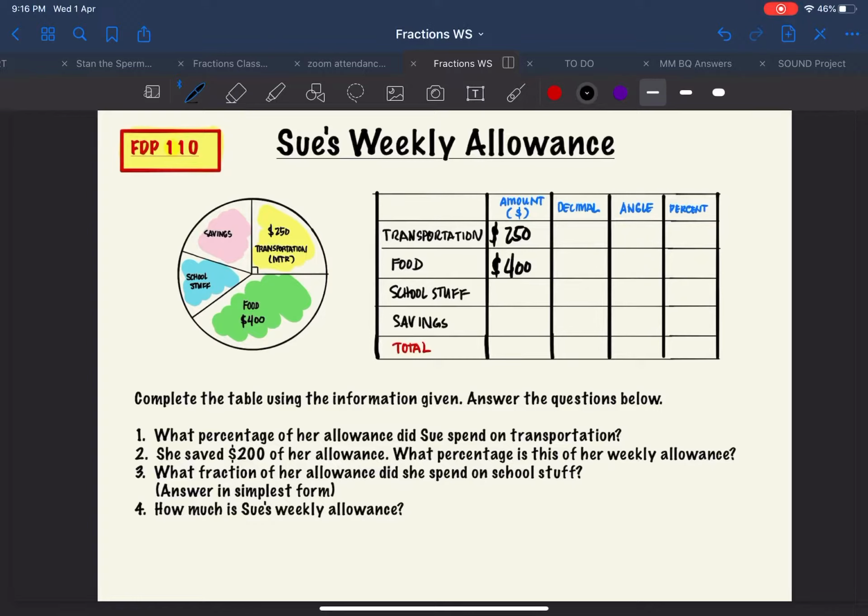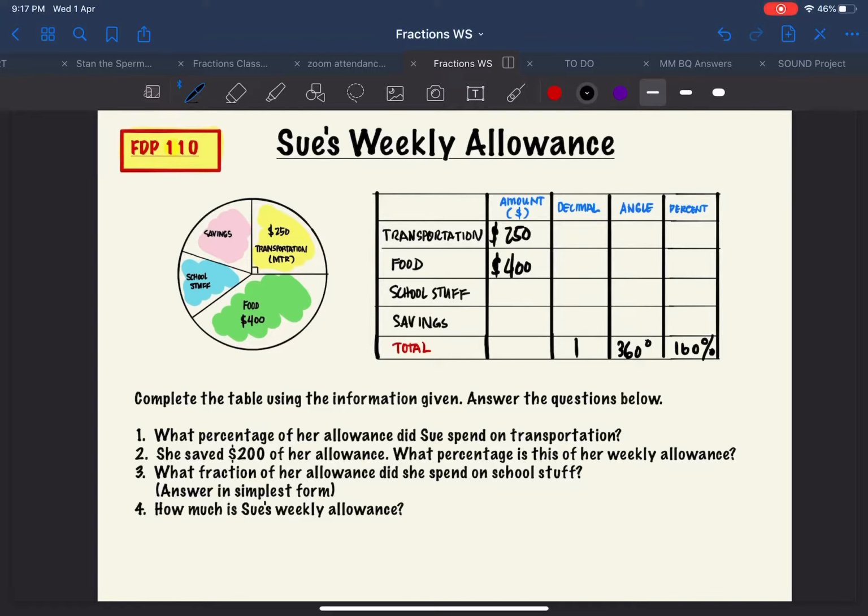But is it? So for decimals, we know when we add all of the decimals, it should total to 1. We also know if we add all the angles, it should total to 360 because a full circle has a measurement of 360 degrees. We also know that when we add up all the percentages, it should total 100%. So as you can see, there is a lot of information given already.